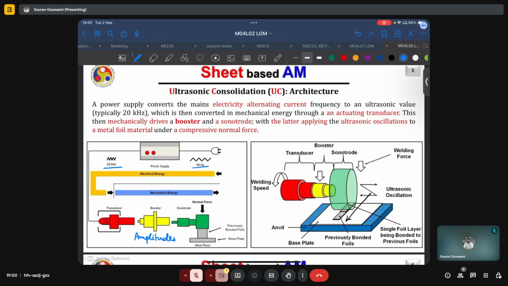We have the transducer, which converts the electrical energy into mechanical vibrations. We have the booster, which increases the amplitude of these ultrasonic vibrations, and then the sonotrode, through which these ultrasonic vibrations travel into the workpiece. The welding force is the normal force applied to the sheet. We see these previously bonded films and the anvil and base plate. Also, we see that the direction of this ultrasonic oscillation is orthogonal to the welding direction. They're not in the same direction.